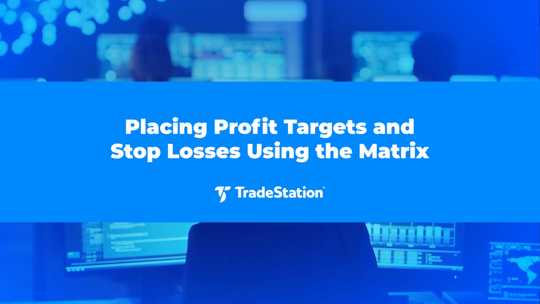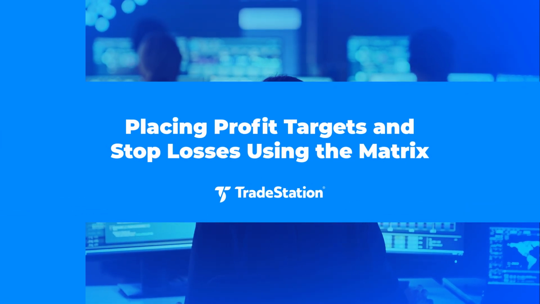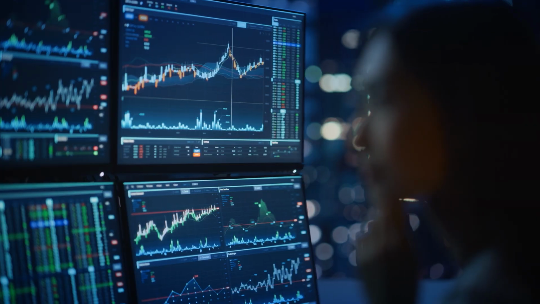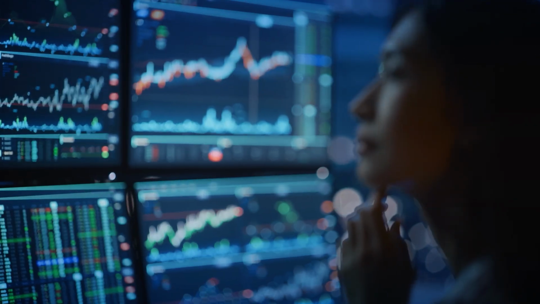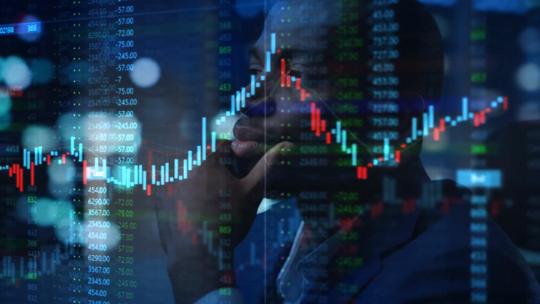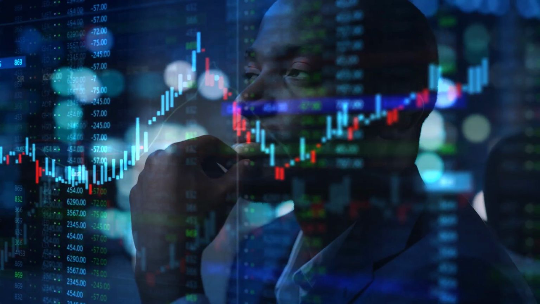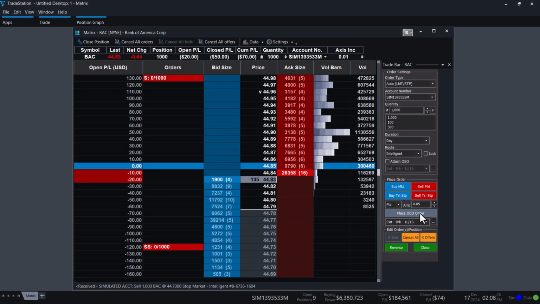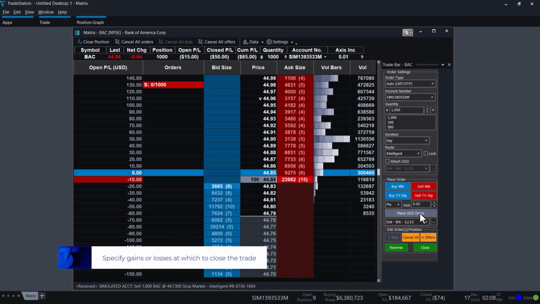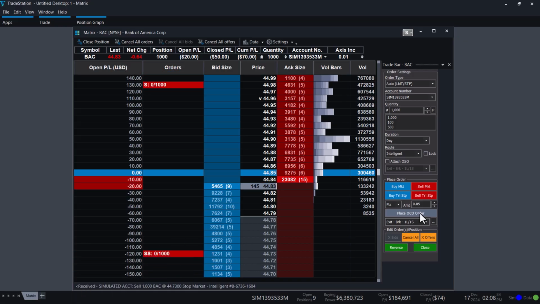Placing profit targets and stop losses using the matrix. Managing emotions when holding an open position can be challenging. Even small market fluctuations might tempt traders to second-guess their initial strategy. To avoid this, it's crucial to establish exit orders in advance, specifying gains or losses at which to close the trade and letting the plan run its course.